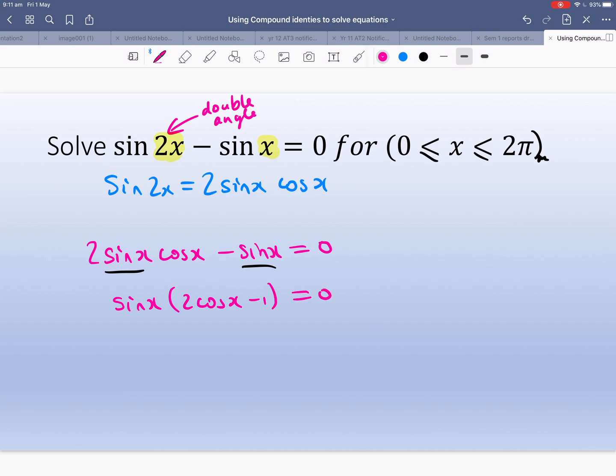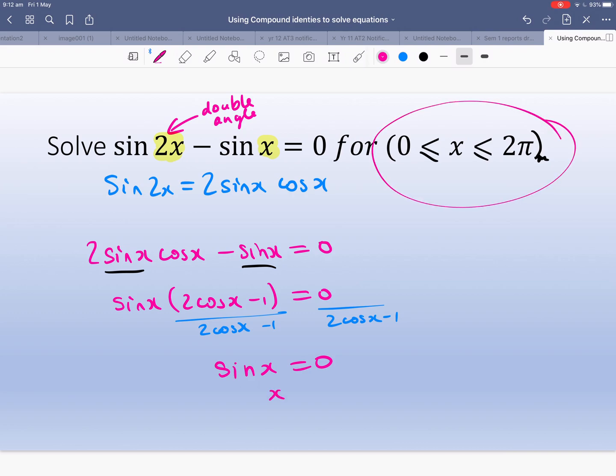Now, using the null factor law, all right, I'm going to divide both sides by 2 cos x minus 1 and then by the same thing, okay, I get sine x equals 0. And when does sine x equal 0 between this domain? Well, it actually equals 0 at 0 and at 2 pi, okay? And that comes from our sine wave, which starts at 0 and finishes at 2 pi there, okay?